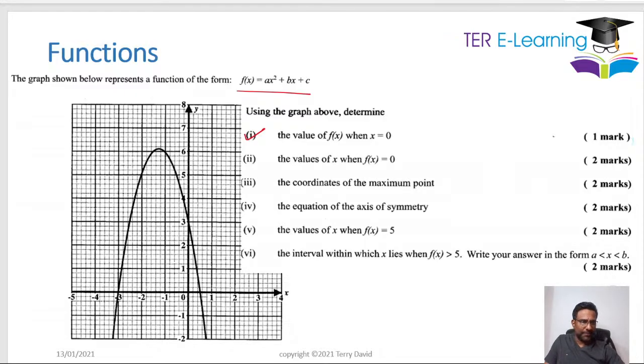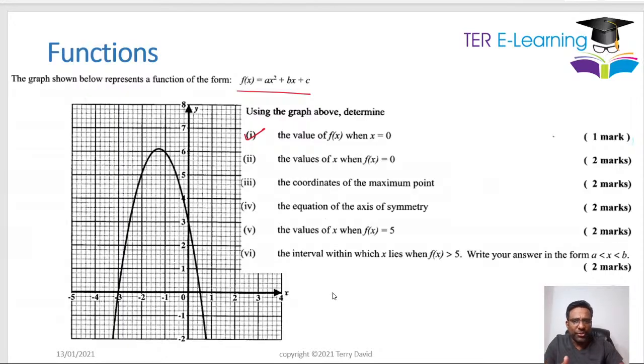Anybody know what the answer is? Joshua is saying -3, 0.5.